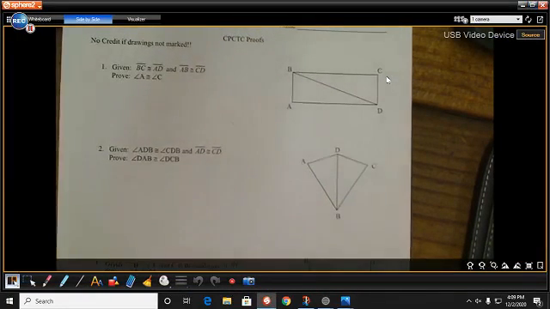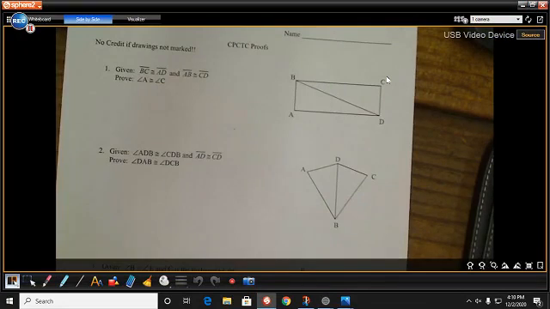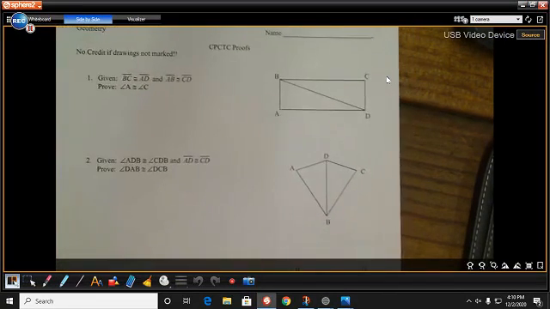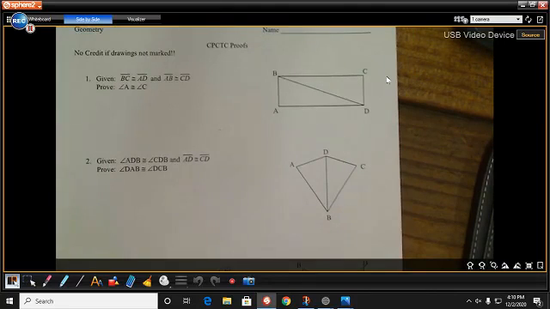Hey geometry team, and welcome to Unit 6, and we are having another day of practicing doing proofs using CPCTC, using corresponding parts of congruent triangles being congruent.